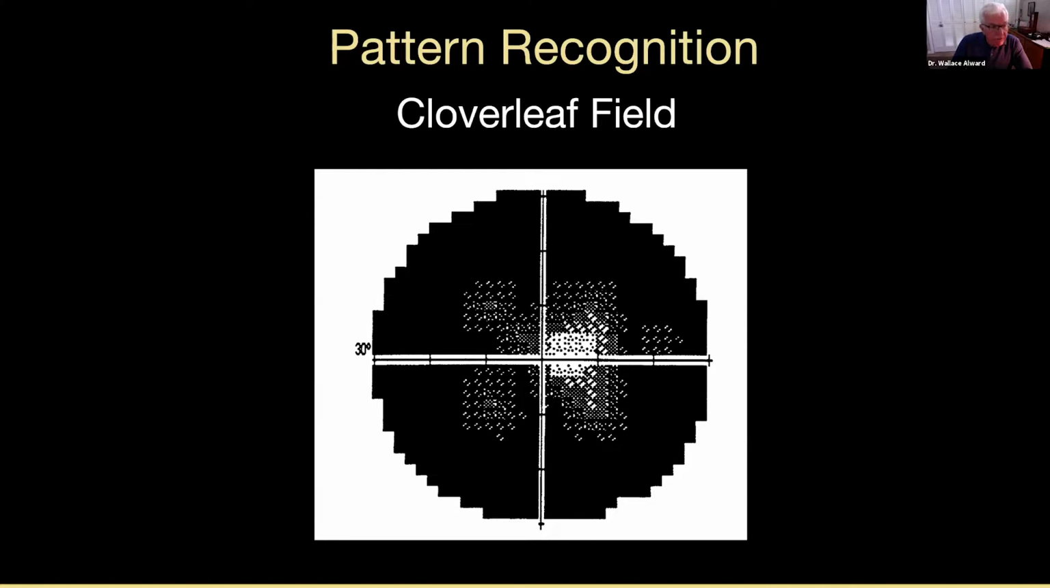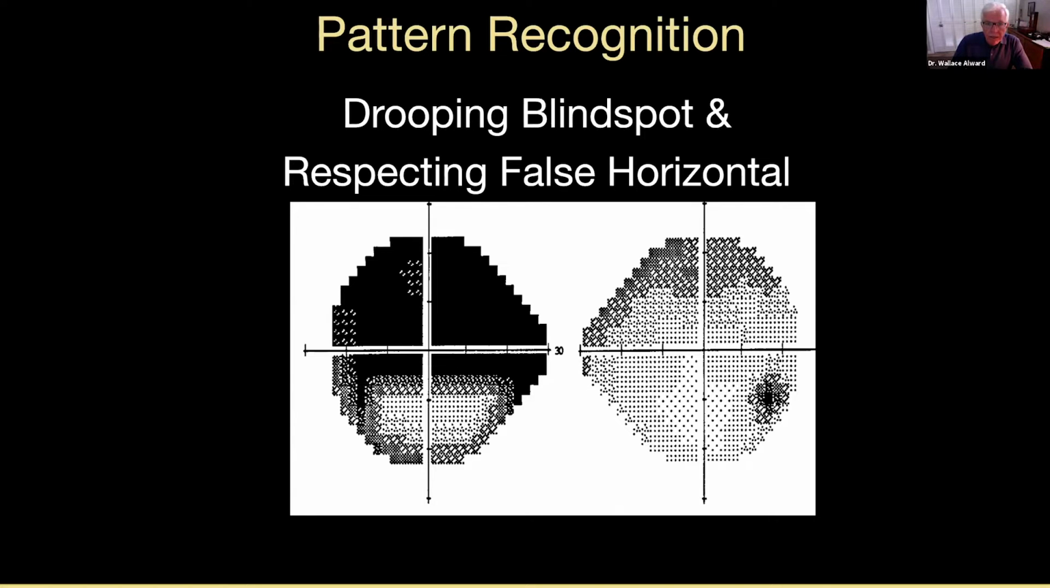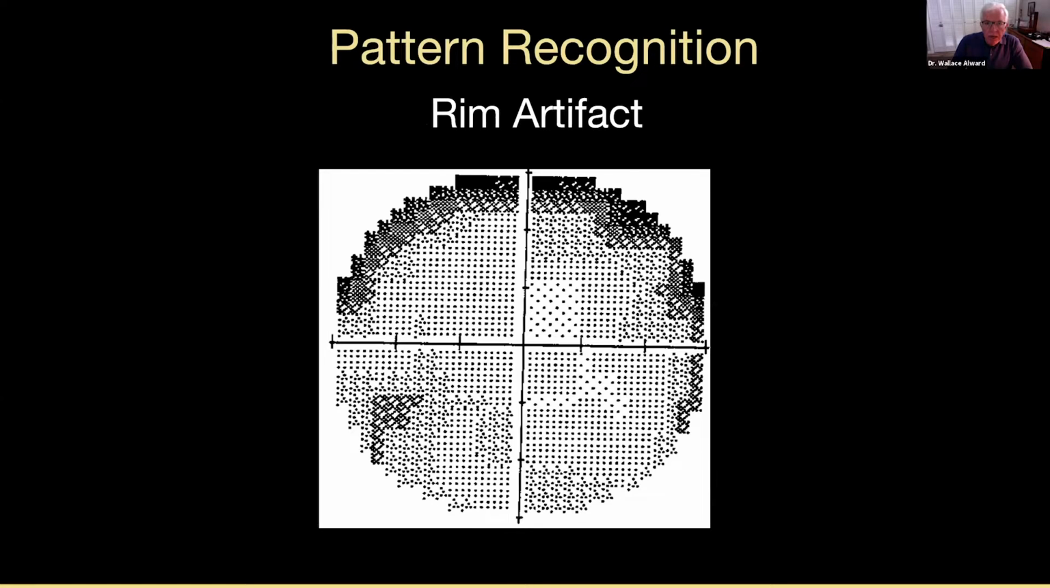The cloverleaf field, excessive false negative response, is someone who's fallen asleep or just checked out of the testing process. The drooping blind spot or failure to respect the horizontal meridian, somebody who never refixated after testing their fovea. And rim artifact.